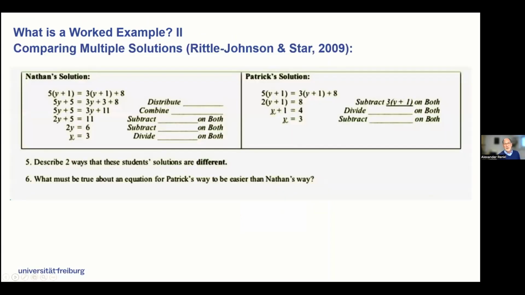Or this is from Bethany Rittle-Johnson. Maybe you also know her from the literature, where she provided two worked examples with two different solution methods. It's also about more than just doing the solution method: describe the ways that these student solutions are different, and what must be given or true about an equation for Patrick's way to be easier than Nathan's way. Patrick's solution is much shorter on the right side.